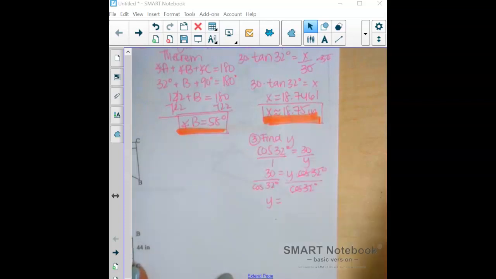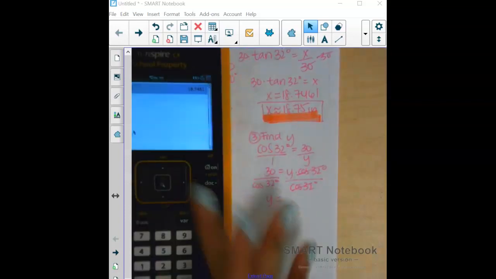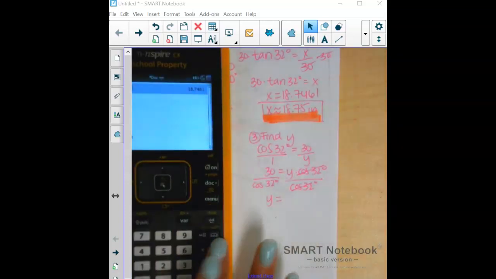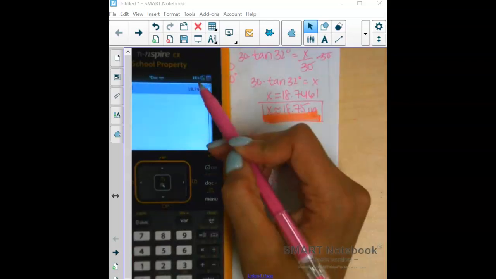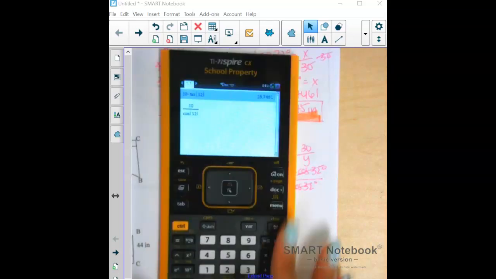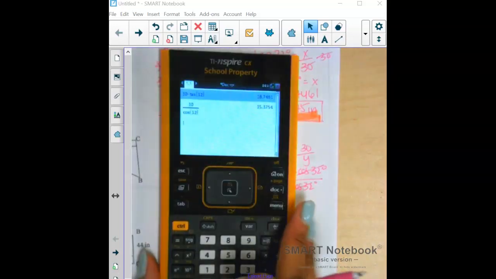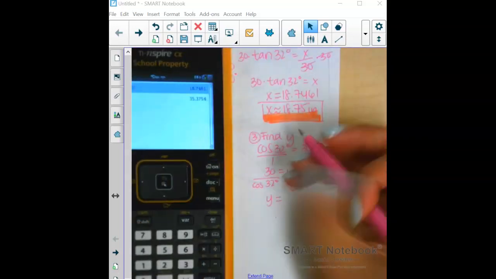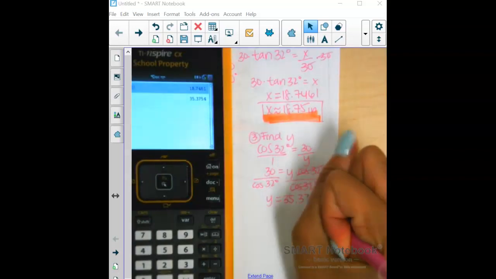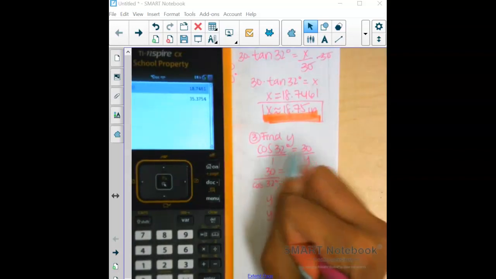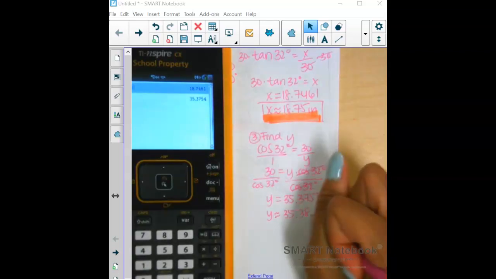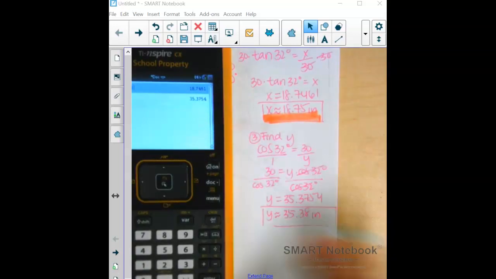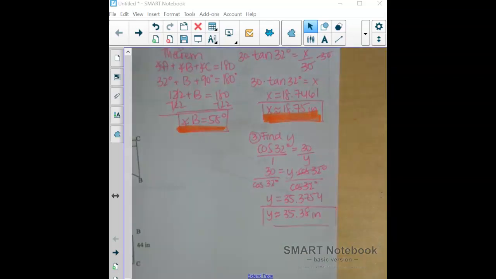So y is going to equal, okay, let me plug that in. You put my fraction, 30 divided by cosine of 32 degrees. Make sure it's in degree mode. And I'm going to get about 35.3754. So y will be approximately 35.38, and this is in inches. This would be my answer.